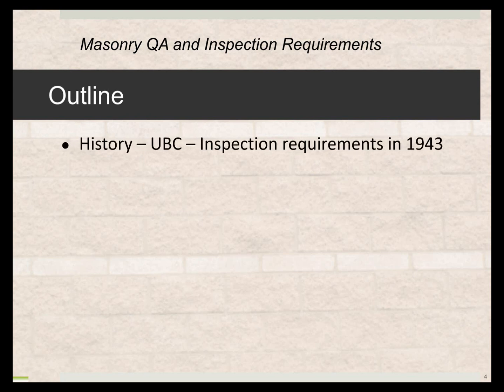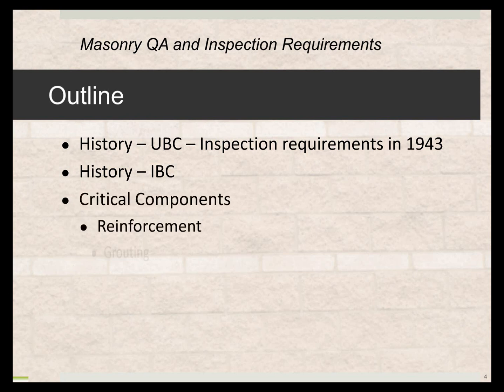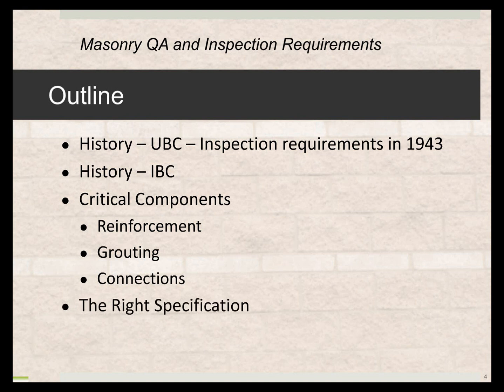When we look at the history, the Uniform Building Code, once upon a time, the inspection requirements started about 75 years ago in 1943. And then it morphed into the International Building Code, much in the form as it was at the turn of the century, 2000. And there were some critical components of reinforcement and grouting and the connections. Those are the super critical components, I might say. And then we have the right specification.